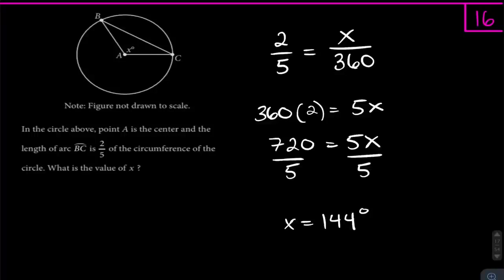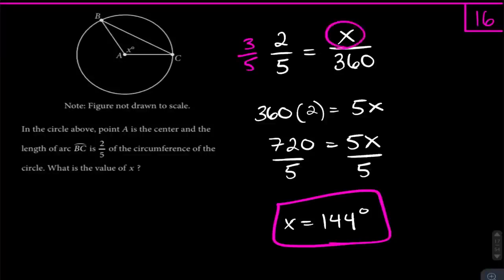And that's your answer for problem 16. So again, just make sure that you know that the arc length that you trace out is proportional to the angle. They're going to increase at the same rate. So if you've traced out 3/5 of the circle, now you can also go find the angle.